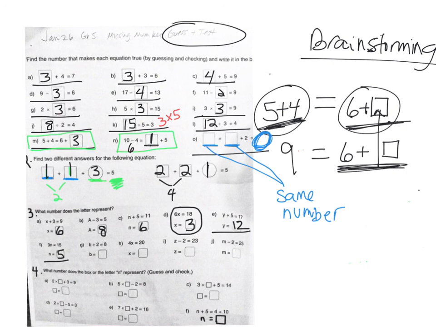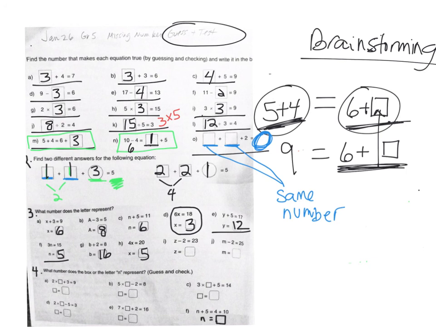G. An unknown number called B divided by 2 equals 8. The only number can be 16. 16 divided by 2 equals 8. H. 4 multiplied by an unknown number called X equals 20. X must be 5 because 4 times 5 is 20.